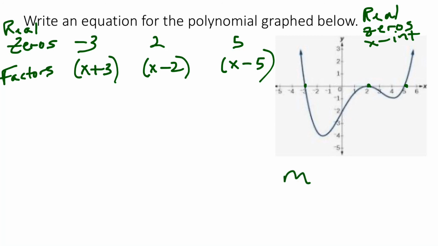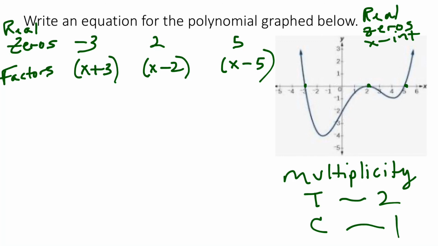Okay, then we'll look at the multiplicity. If it's a touch, the multiplicity will be 2. If it's a cross, the multiplicity will be 1. For this zero at -3, it's a cross, so multiplicity 1. At x equals 2, it's a touch, so multiplicity 2. And then at 5, it's a cross, so multiplicity 1.